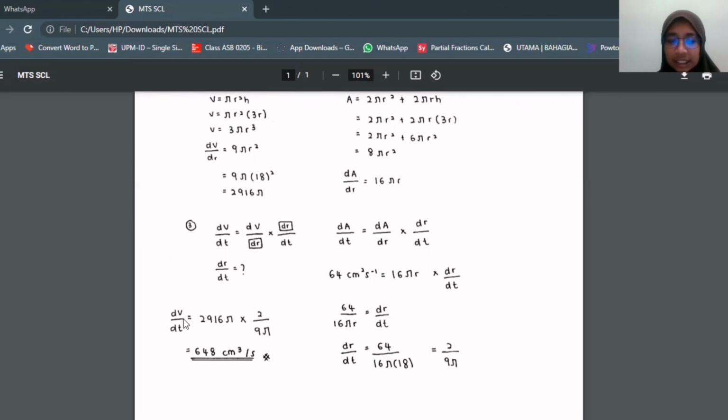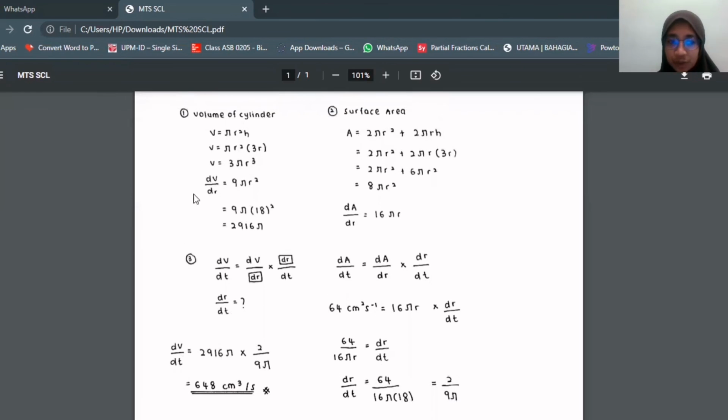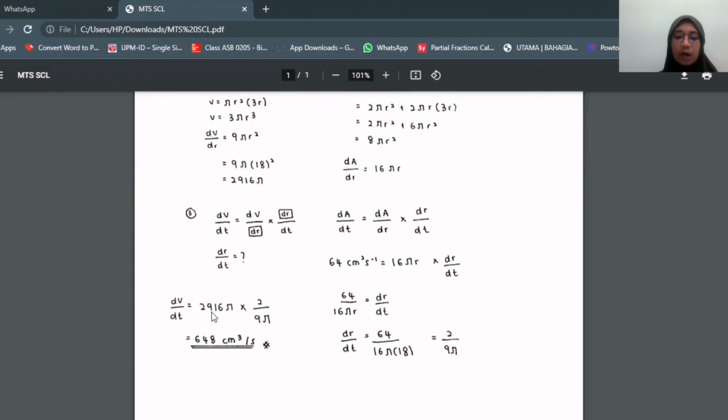So we can use dV over dt is dV over dr times dr over dt. dV over dr we can get from this, which is 2,965, times dr over dt, which we can get from this, so 2 over 9 pi. So the final answer we get is 6,648 centimeter cube per second.